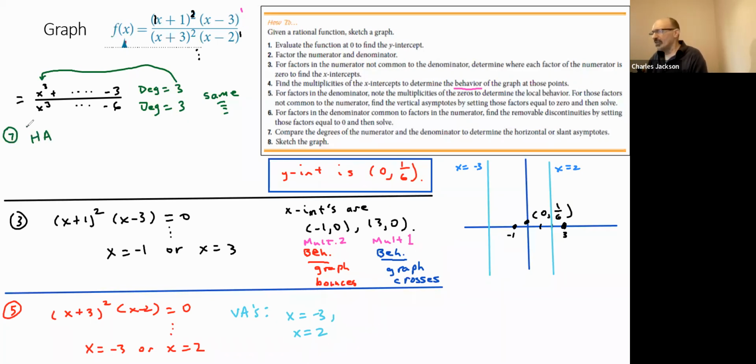And that horizontal asymptote is the line y equals the ratio of the leading coefficients, right? Well, the leading coefficient of this one is 1. The leading coefficient of this one is 1. 1 over 1 is 1. The horizontal asymptote is the line y equals 1. Horizontal line 1 unit above the x-axis.